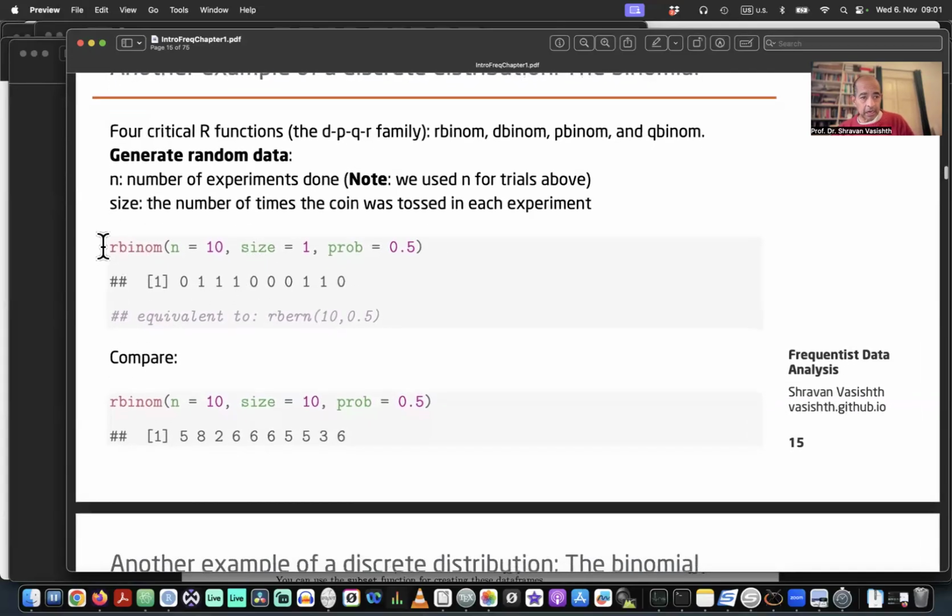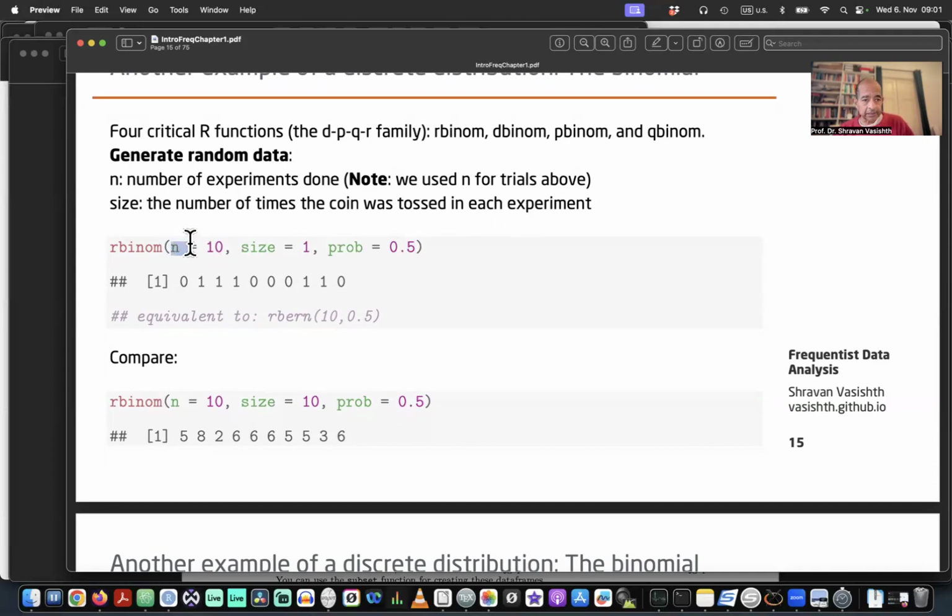So here's the rbinom function. This is built into R, so you don't have to load any library for this. Here I'm assuming that the probability of success is 0.5. Why am I assuming that? Just because I feel like it. We're talking about a fair coin here. I could have chosen a different probability just to generate a different type of outcome.